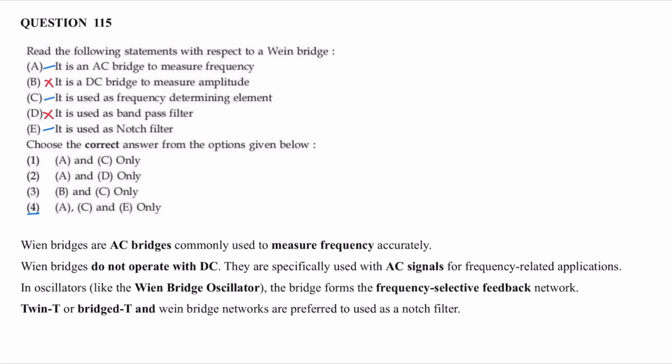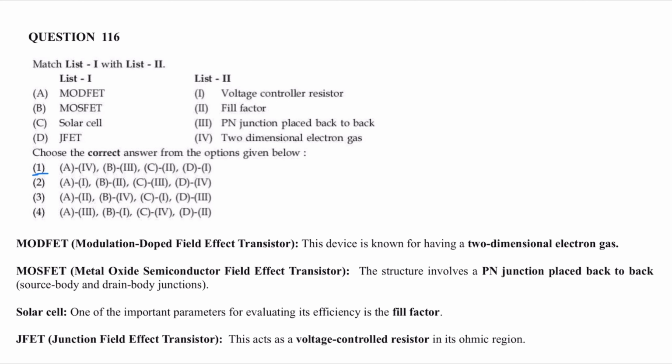In oscillators, the bridge forms a frequency selective network. Twin T or bridge T, these Wien bridge networks are preferred to be used as notch filters. Therefore, correct statements are A, C and E. Correct option is 4. Question number 116.